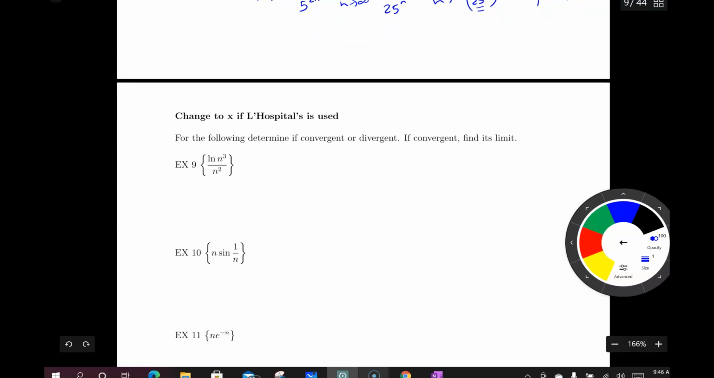All right, just continuing on with converge or diverge is the question. If it's convergent, find its limit. And I'm just giving you a little bit of a heads up here. If you're going to use L'Hopital's rule, you have to change it to x's.